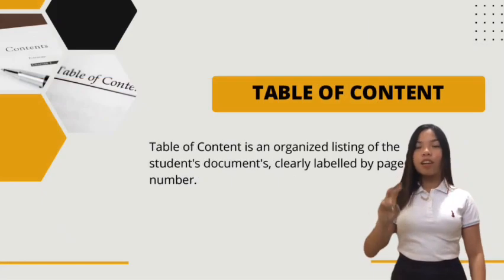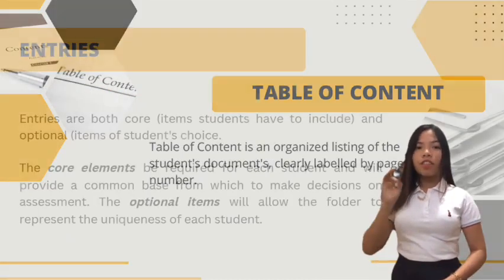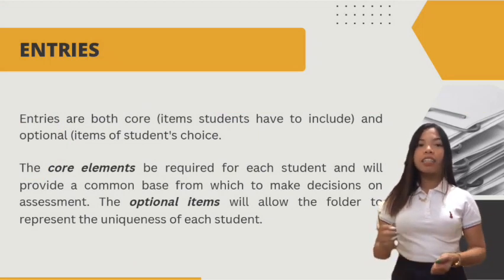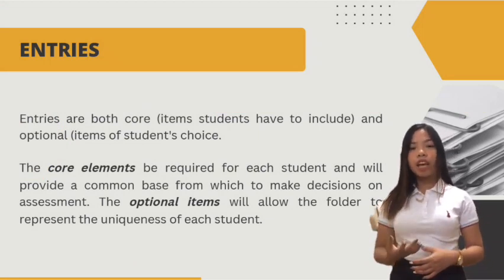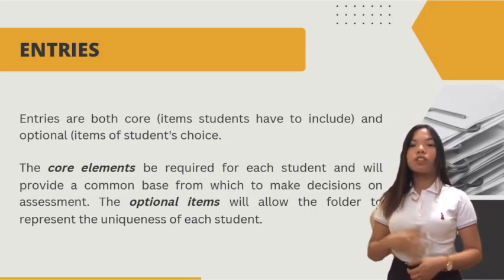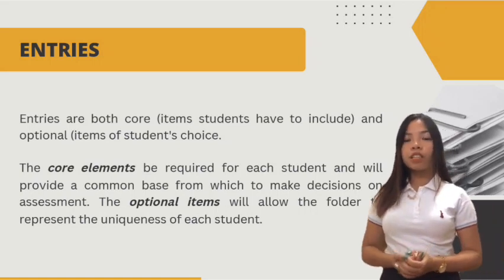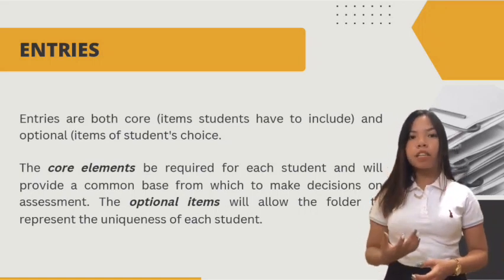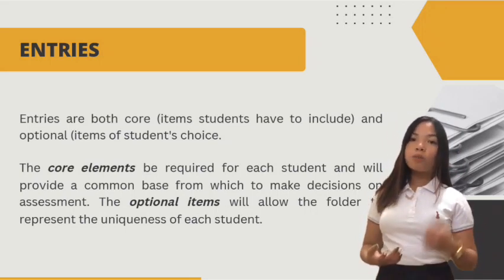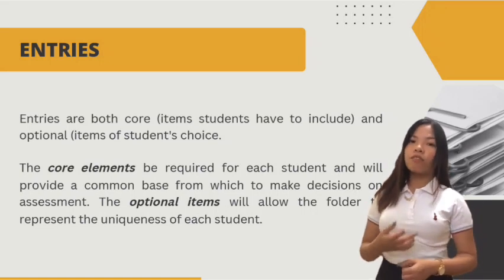And the second one is the table of contents with numbered pages. And then the third one is the entries, both core or meaning items students have to include and the optional meaning items of students' choice. So the core elements required for each student will provide a common base from which to make decisions or assessment, while the optional items will allow the folder to represent the uniqueness of each student.